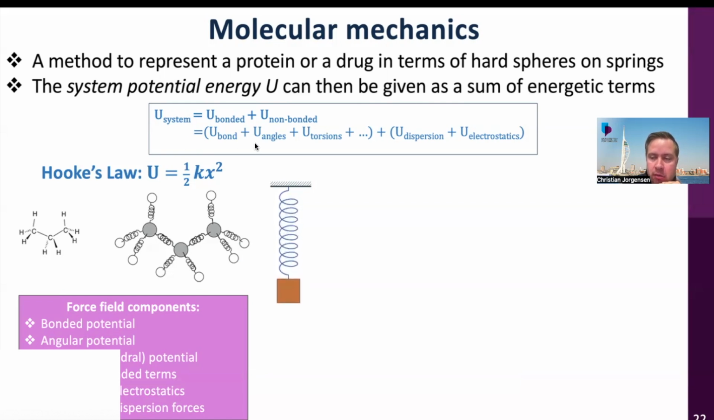So let's have a look at this very complicated equation. So U system, which is a system potential energy, is a sum of bonded potential energy and non-bonded potential energy. So these are terms that are on the spring. These are terms that are far away and not connected by springs. And so the bonded energy can also be split into the following components: the bond potential energy, the angular potential energy, the torsional potential energy, and some further terms. And the non-bonded potential energy can be considered as a sum of dispersion potential energy and electrostatic potential energy. Okay, this sounds complicated.